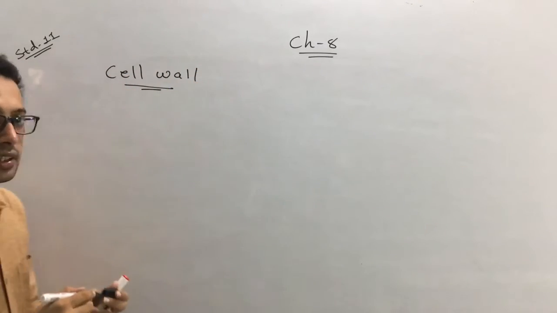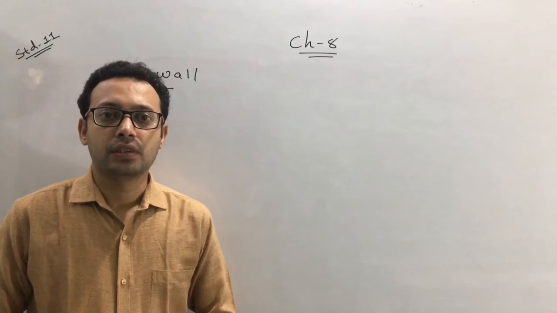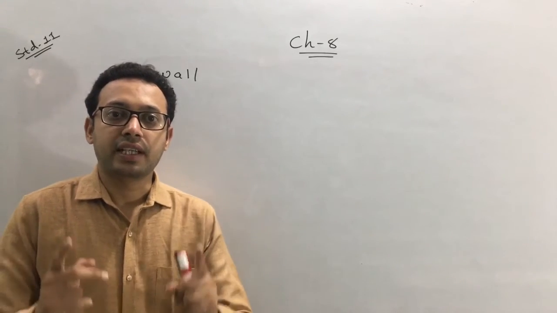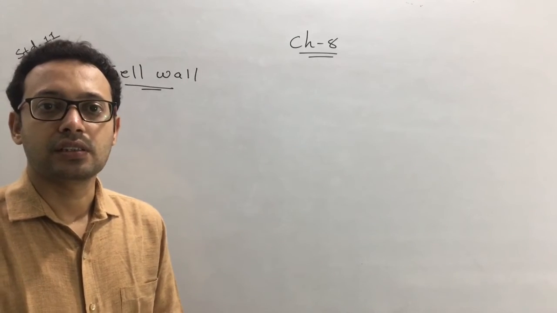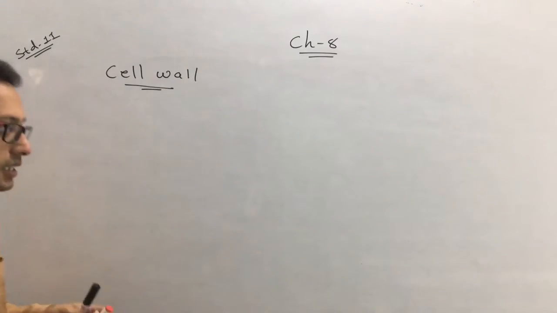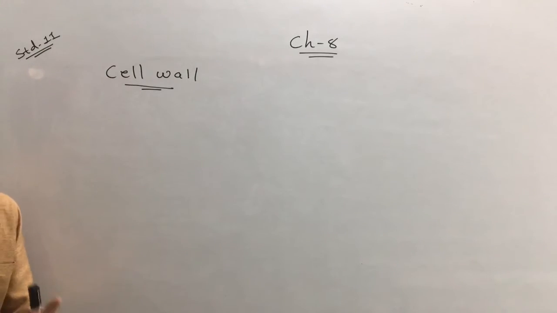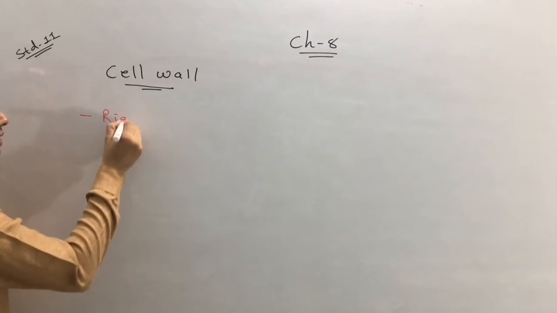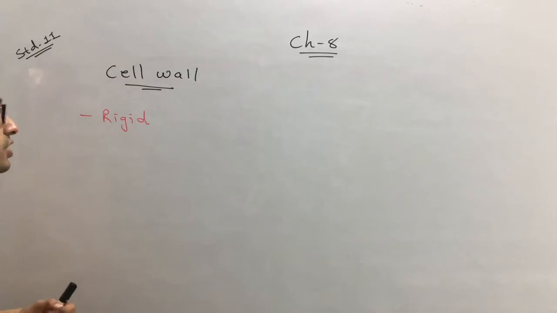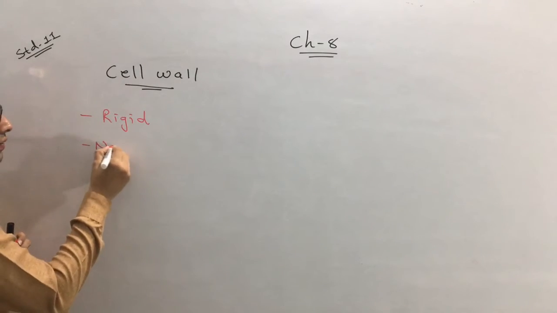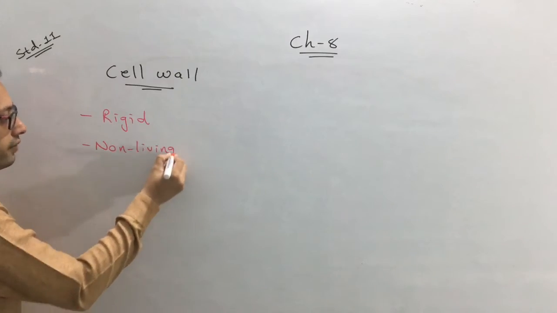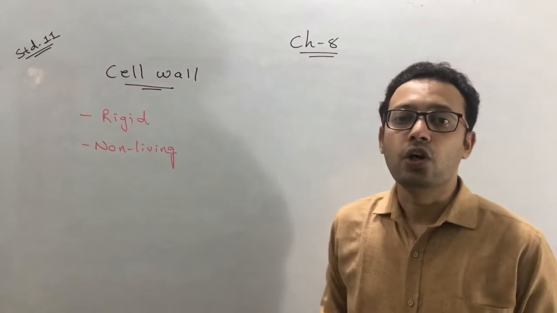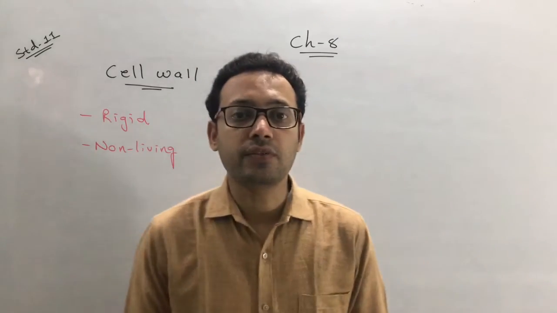You know that the cell wall is a type of envelope that can be found in the plant cell and in the bacterial cell, but it is absent in the animal cell. This cell wall is rigid. It is not flexible like a cell membrane. It is a rigid and non-living structure. Now what are the functions of this cell wall?